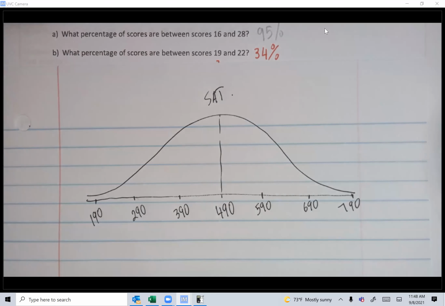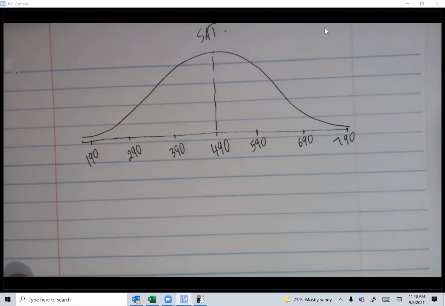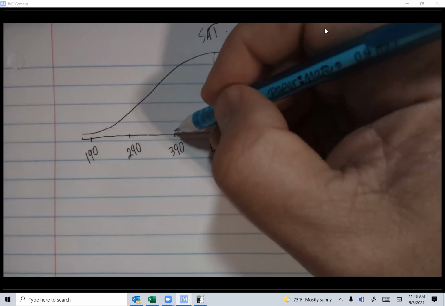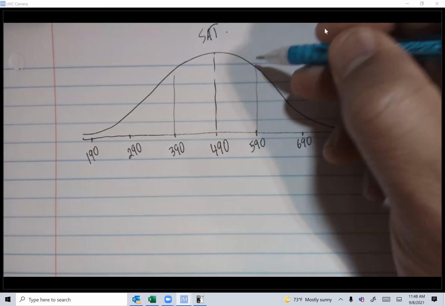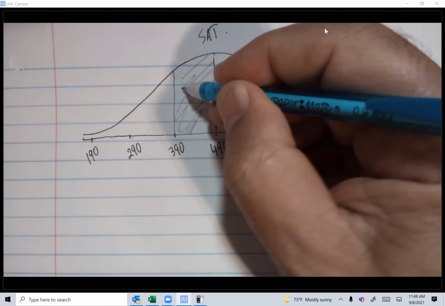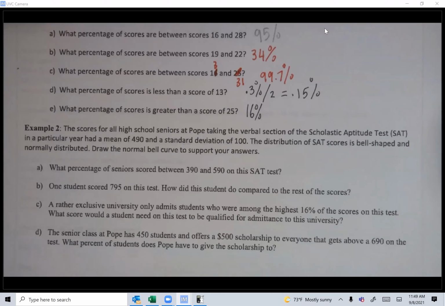Okay. Help me out, guys, with this one. Let's answer the first question. What percent of the scores are between 390 and 590? That should be an easy question, guys, if you know the rule. 390 and 590. Who's going to give me the answer? You can put it in the chat if you like. 68%. 68%, that's it. It's 1 standard deviation, so 68%.